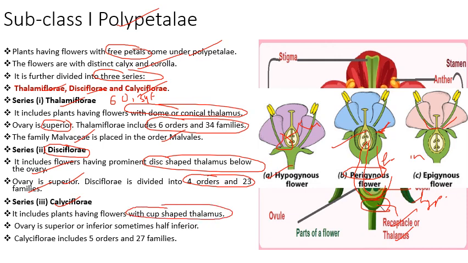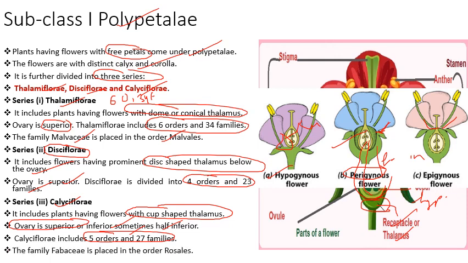इसमें जो thalamus की shape है वो है cup-shaped, और ovary is again superior, or sometimes it may be inferior, or it may be half superior or half inferior. Calciflory include 5 orders and 27 families. Calciflory में 5 orders हैं और 27 families.